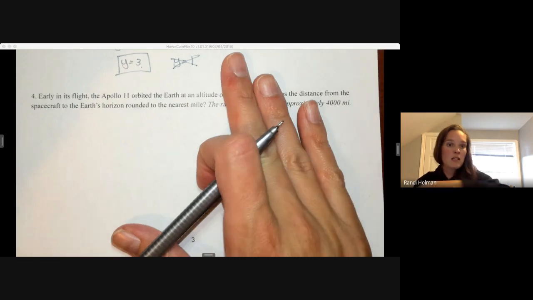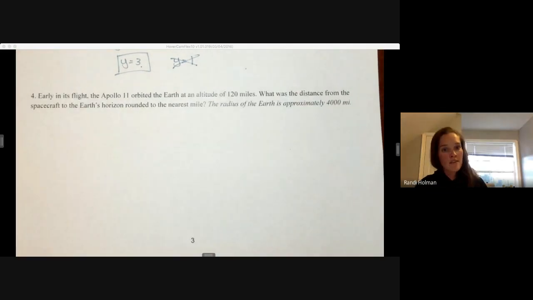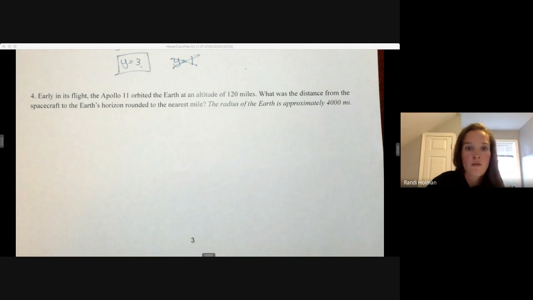Very last one we're going to look at here. Early in flight, the Apollo 11 orbited the Earth at an altitude of 120 miles. What was the distance from the spacecraft to the Earth's horizon to the nearest mile? The radius of the Earth is approximately 4,000 miles.